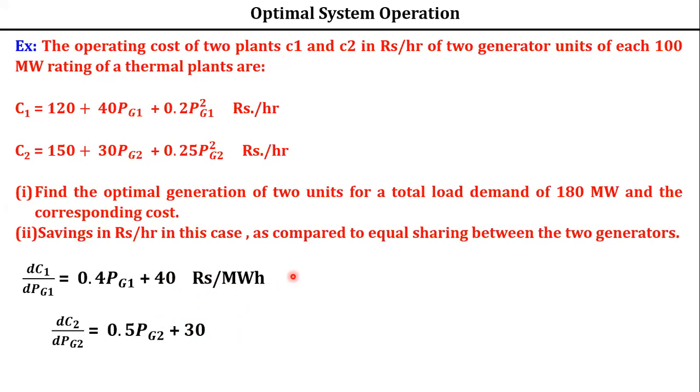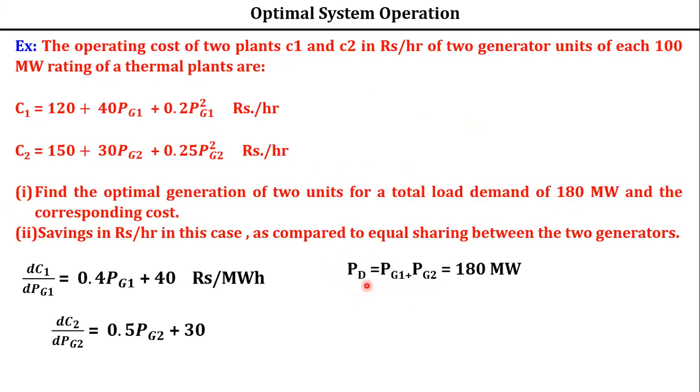Now after getting this incremental fuel cost, what is the total load demand that has been given? 180. So there are two plants, and generation is equal to load. That is one equation I have given. Generation is equal to load, neglecting losses, because in this numerical no losses have been given. So total generation is equal to total load demand. So PG1 plus PG2 is equal to your total load demand. This is another equation I have given, equation A, if you remember.